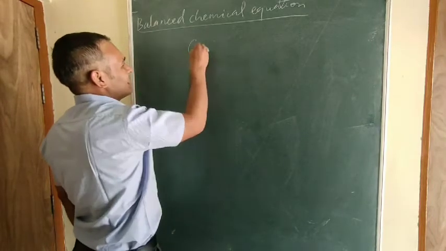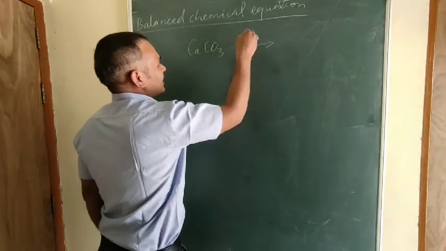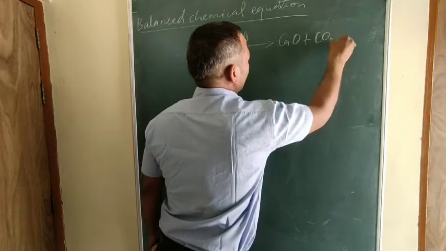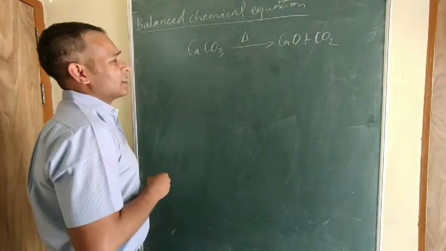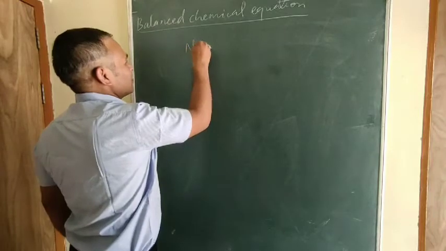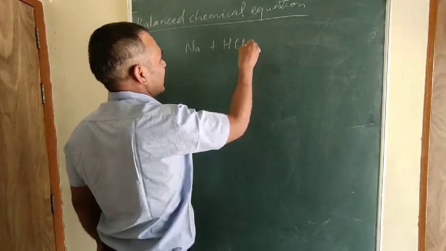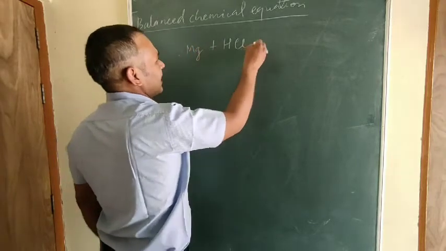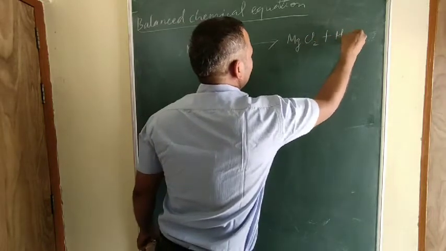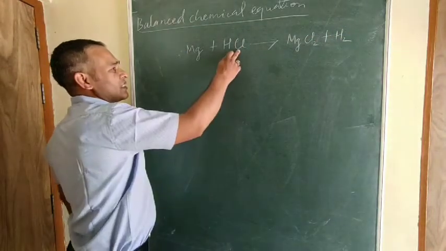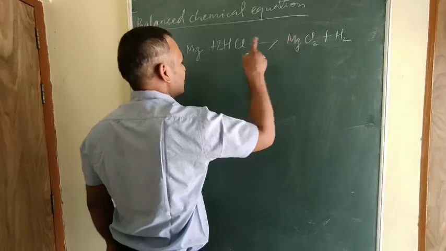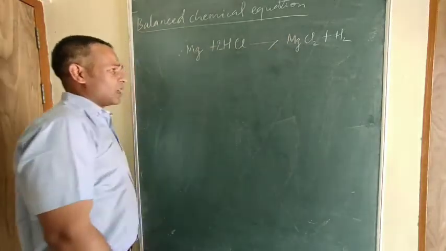Another example you can take: calcium carbonate when heated gives calcium oxide plus carbon dioxide gas, right? Another example, we can say it is already balanced. When magnesium metal reacts with hydrochloric acid, it gives magnesium chloride plus hydrogen gas. Here we can say Cl is 1 but here is 2, so we will write 2 over here. Hydrogen is 2, hydrogen is 2, Cl is 2, Cl is 2, magnesium is 1, magnesium is 1.